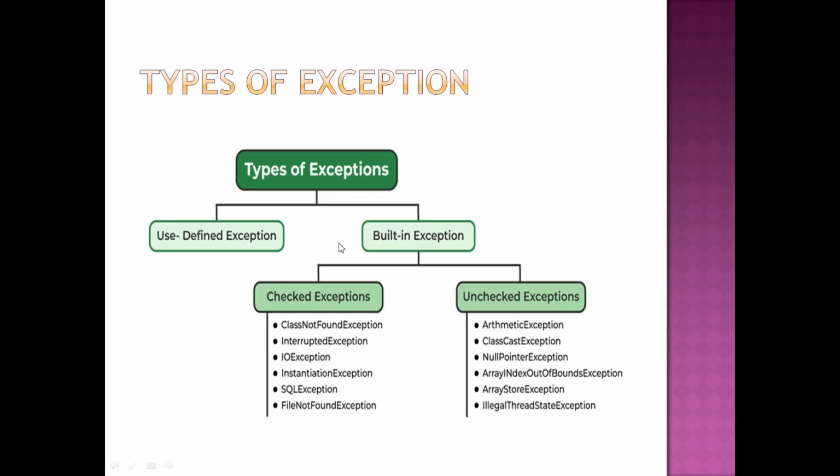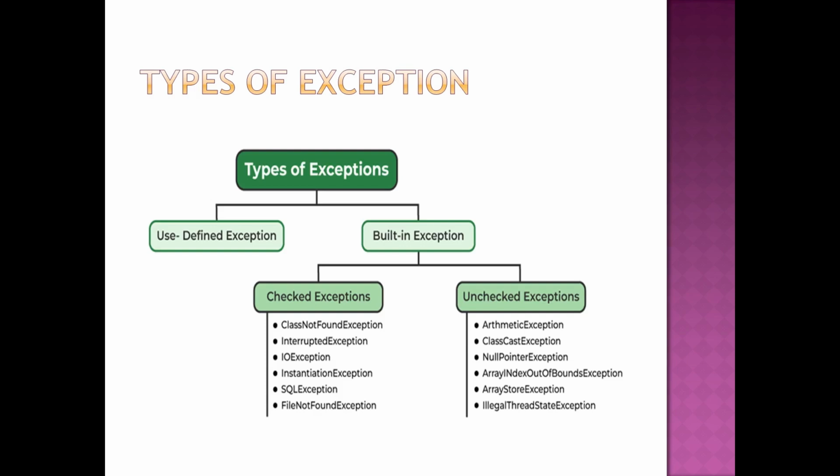The next slide is the types of exception. Basically, it covers what the exception types are. Java defines the types of exception. There are user defined exceptions and built-in exceptions. In built-in exceptions we have two types: checked exception and unchecked exception. For a checked exception, the compiler indicates that it is a checked exception. An unchecked exception occurs at runtime, and a checked exception occurs at compile time. This is the difference between checked exception and unchecked exception.